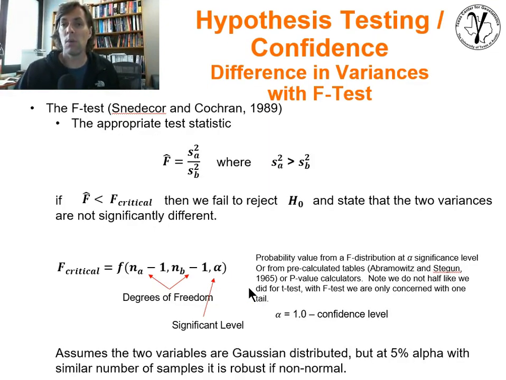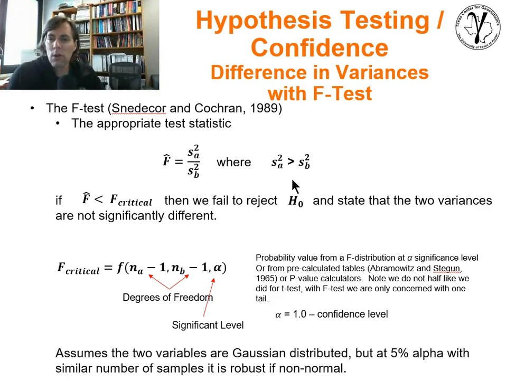Okay, so what's the F-test? What's the test statistic? The test statistic is simply the sample variance of A divided by the sample variance of B, once again under the constraint that the sample variance of A is greater than B. So if it turns out that B is greater than A, you'll switch them around. If the F statistic is less than F critical, then we fail to reject the null hypothesis and we state that the two variances are not significantly different from each other.